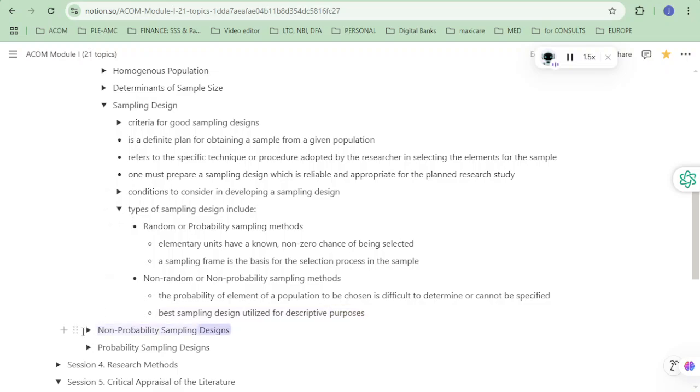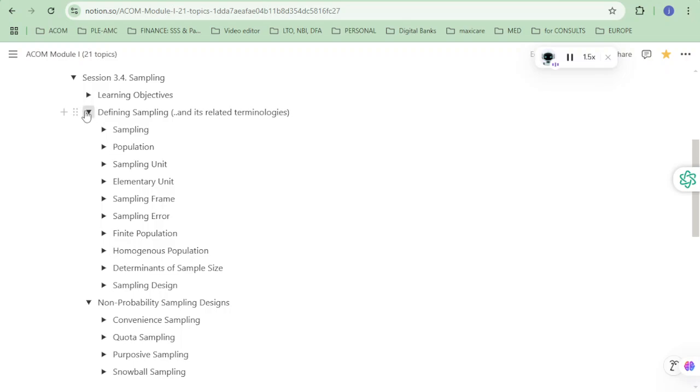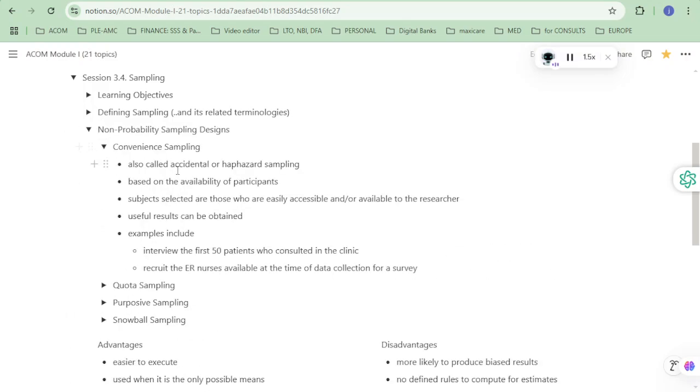Non-probability sampling designs. Convenience sampling, also called accidental or haphazard sampling, is based on the availability of participants. Subjects selected are those who are easily accessible and/or available to the researcher. Useful results can be obtained. Examples include: interview the first 50 patients who consulted in the clinic. Recruit the ER nurses available at the time of data collection for a survey.